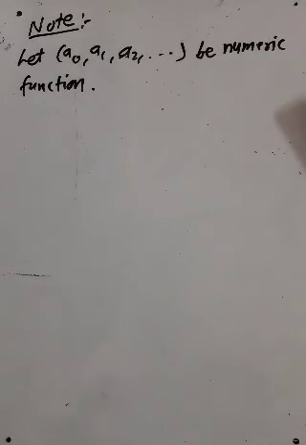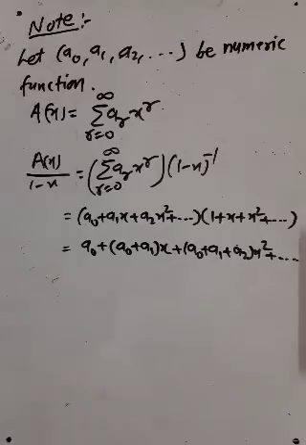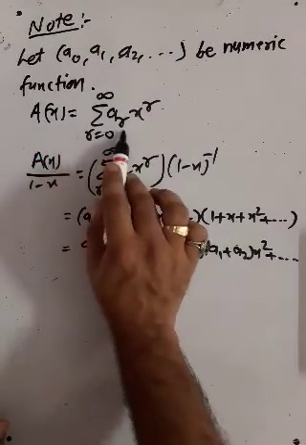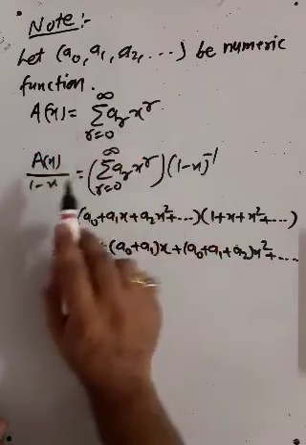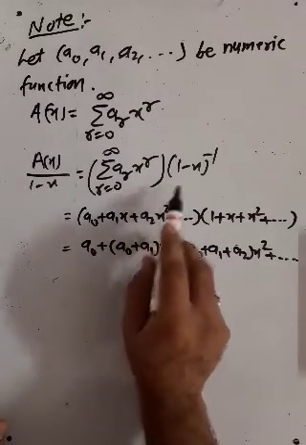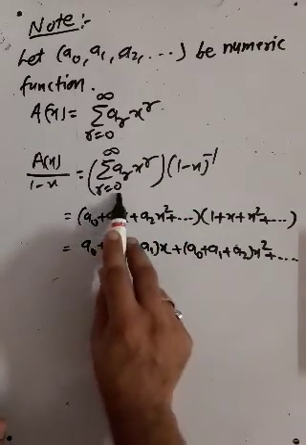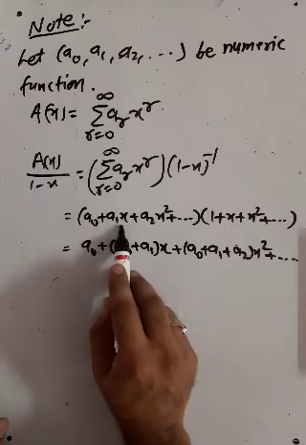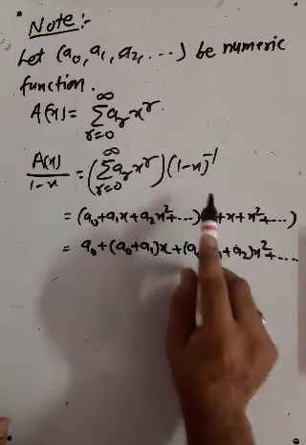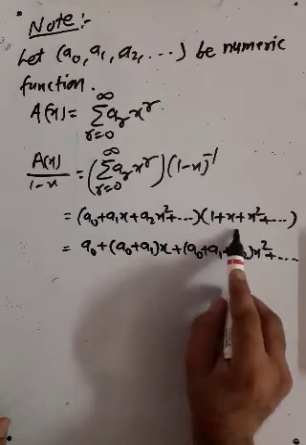Now there is an important note. Let a0, a1, a2 be a numeric function and its generating function A(x) is equal to summation a_r x power r. Now A(x) upon 1 minus x can be written as this summation expanded a0 plus a1x plus a2x square, and this binomial expansion can be written as 1 plus x plus x square and so on.